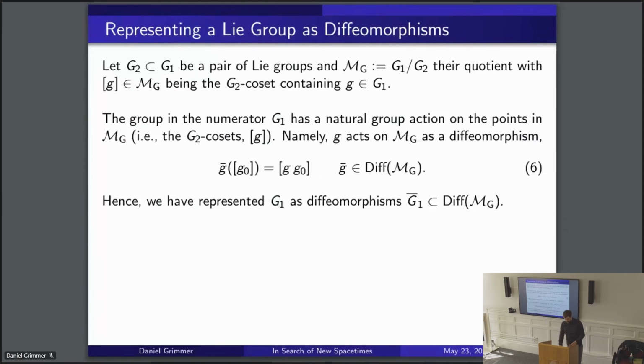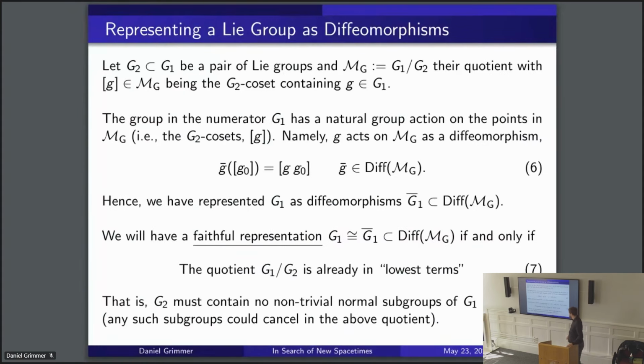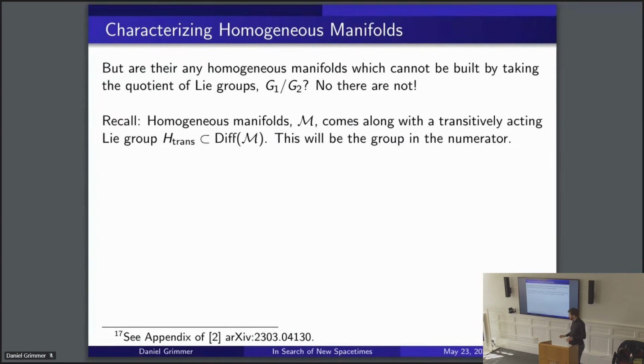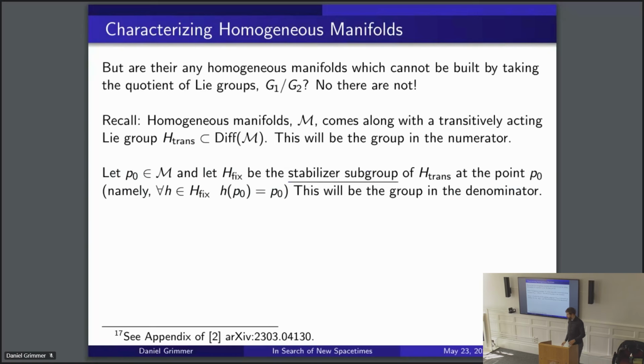But in general, when you take quotients of Lie groups, you get manifolds. And if they're in lowest terms, then the numerator group is faithfully represented as diffeomorphisms on the quotient space. Right? And it turns out all homogeneous manifolds can be built in this way. If you start with a homogeneous manifold, it comes with a transitively acting Lie group by definition. Put that group in the numerator. Now look up the stabilizer subgroup of that group action. That's a subgroup of the big group that fixes a special point.